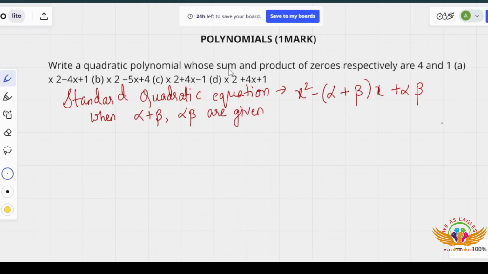So they already have given in this question the sum is 4 and the product is 1. Sum of zeros alpha plus beta they gave us 4 and alpha beta they gave us 1. Just directly substitute the numbers in the formula and you will get the answer. Let us do that. X square minus 4x plus 1. Done. This is our answer. Option A is the answer.